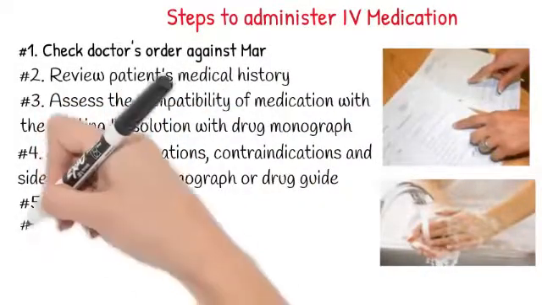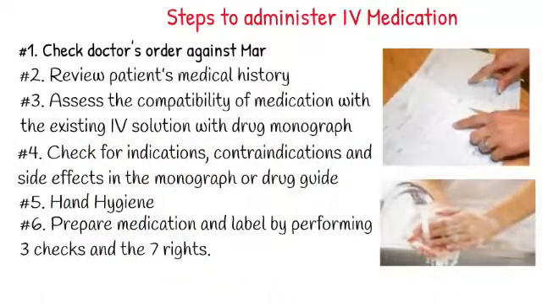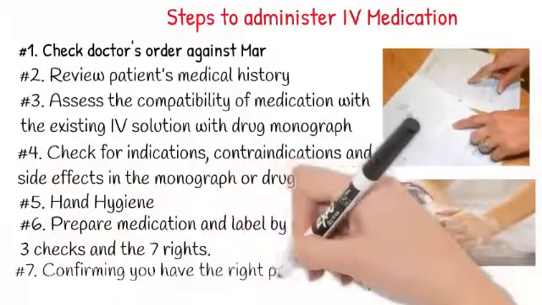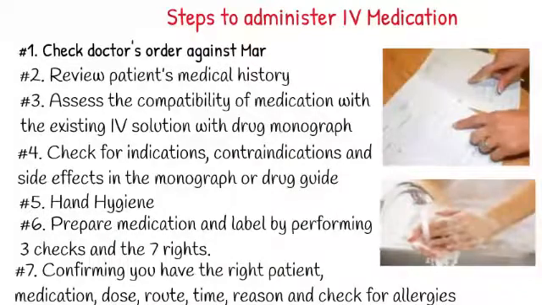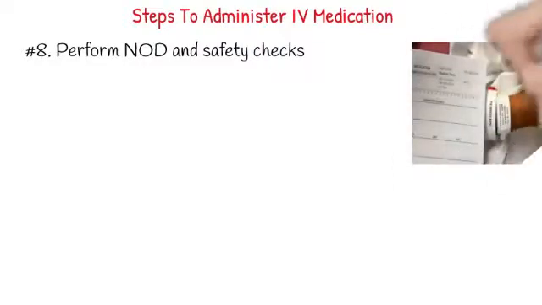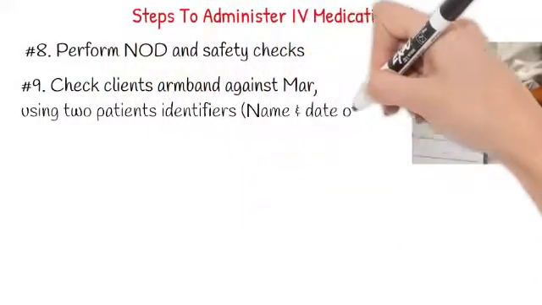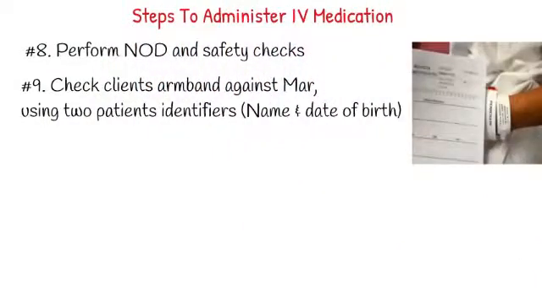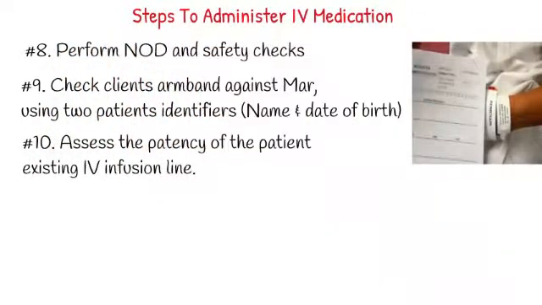Do your hand hygiene. Prepare medication and label by performing 3 checks and the 7 rights, confirming you have the right patient, medication, dose, route, time, and reason, and also check for allergies. Perform a safety check. Check the patient's armband against the MAR using 2 identifiers, name and date of birth. Assess the patency of the patient's existing IV infusion line.